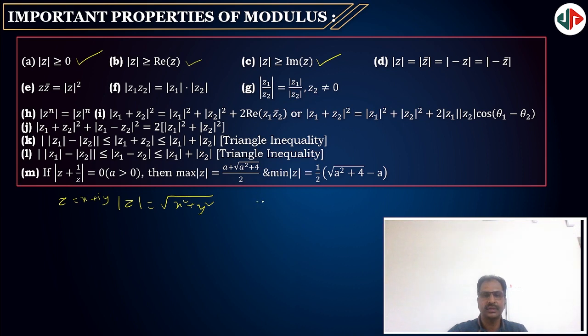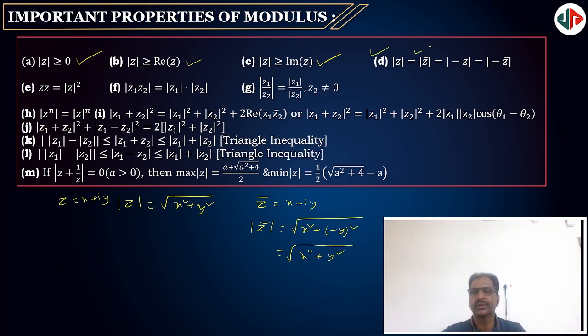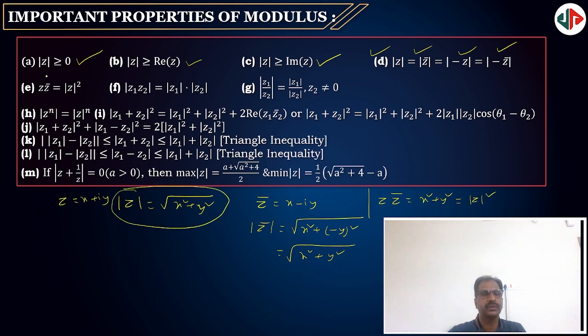And what is z bar? x minus iy. Then what is mod z bar? Modulus means under root real part whole square plus imaginary part whole square, that is minus y whole square. Even though we have minus, whole square becomes positive. So mod z, mod z bar, mod minus z, all are one and the same. And what is z into z bar? Already we told you z into z bar is nothing but x square plus y square. This is nothing but mod z whole square because mod z is under root x square plus y square. So z into z bar is mod z whole square.